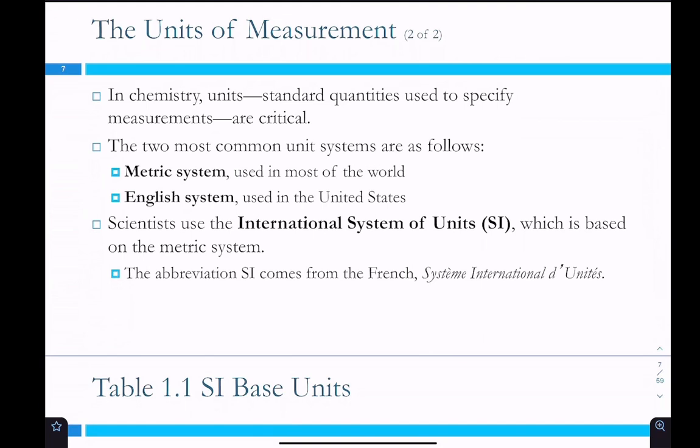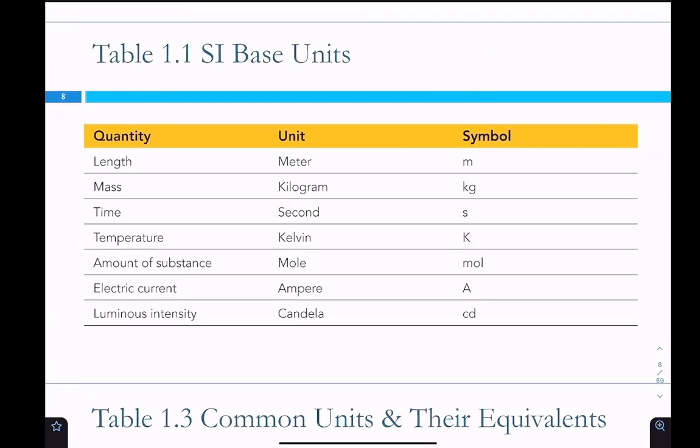So the two most common unit systems are the metric system and the English system. Metric is used in almost the entire rest of the world. The English system is used in the United States. And scientists use the International System of Units, which is based on the metric system. That comes from a French abbreviation, actually, that I'm not gonna try and butcher. These are the basic SI units, which are also metric units.